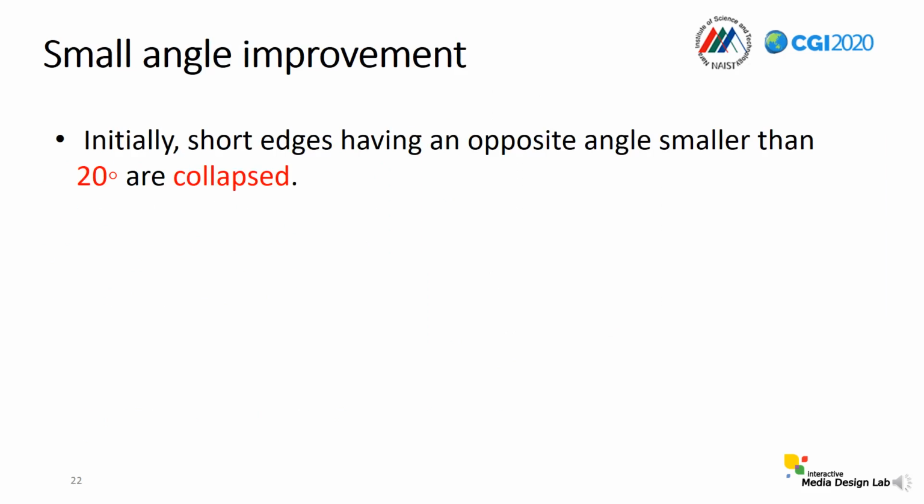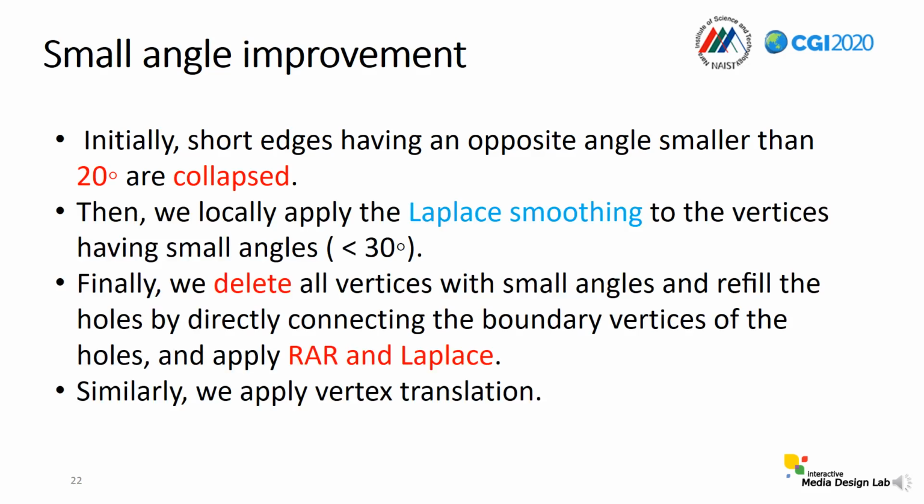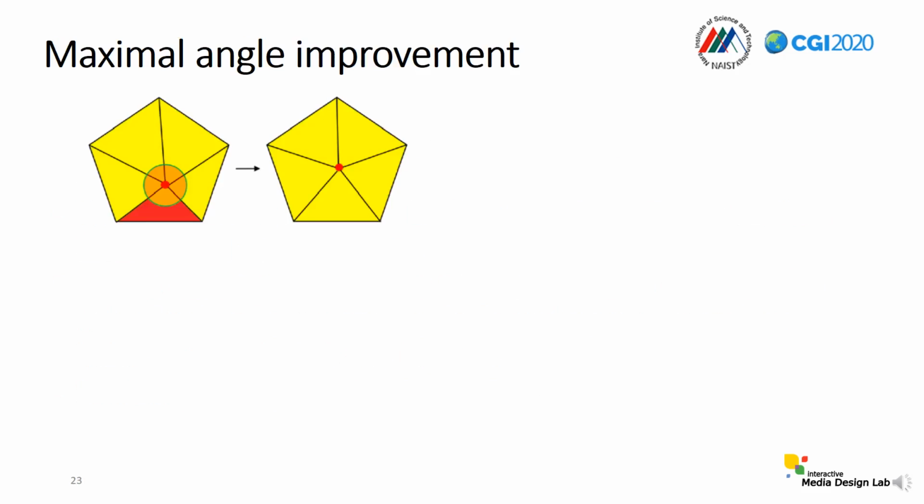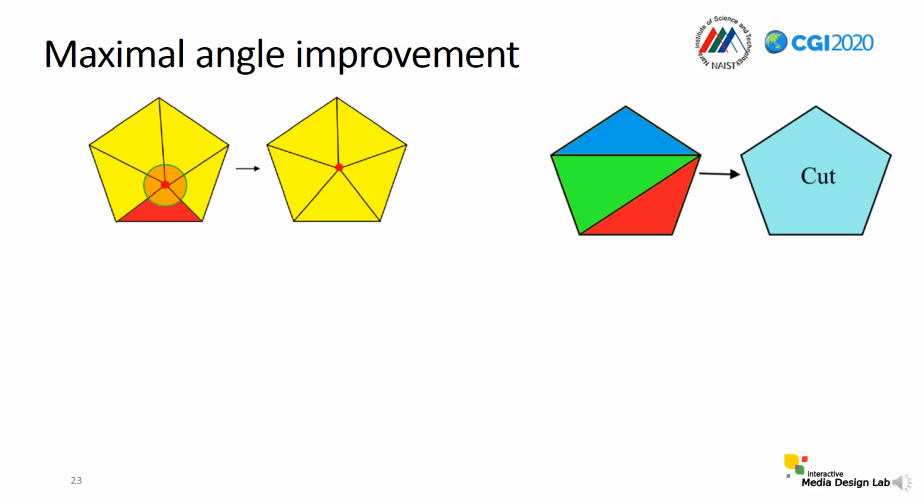Translation for the small angle improvement. Similarly, we also have maximal angle improvement, which is vertex translation. Each vertex is translated around its original position to improve the maximal angle.